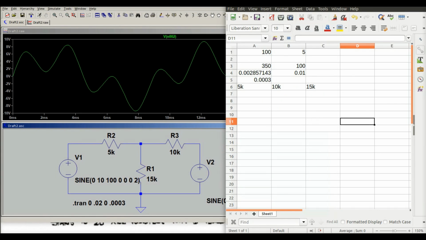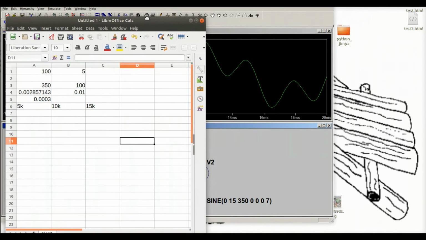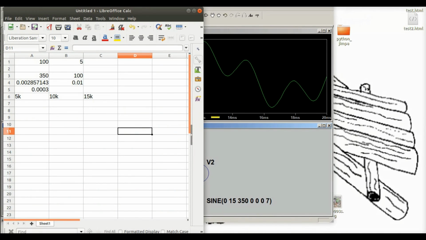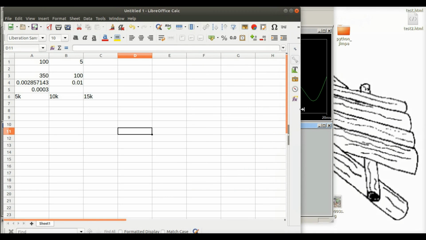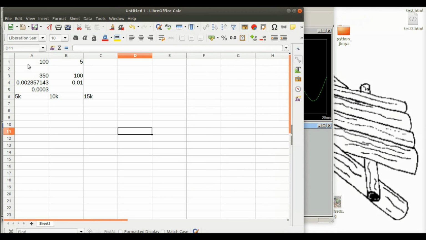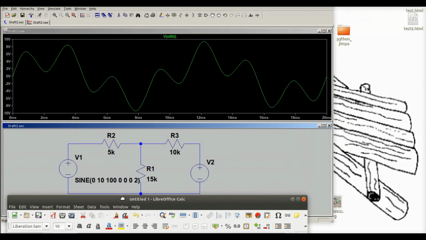Now I'm going to go back over the spreadsheet, and I'm going to set up a waveform. I'm going to make it big. So there's my 100 hertz. There's my 350 hertz. And that gives me a waveform.